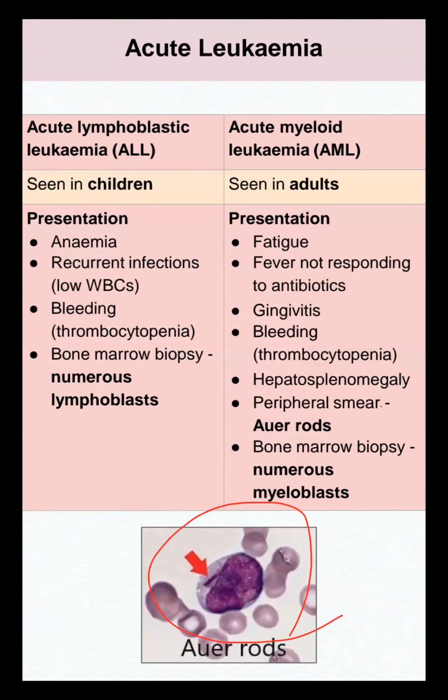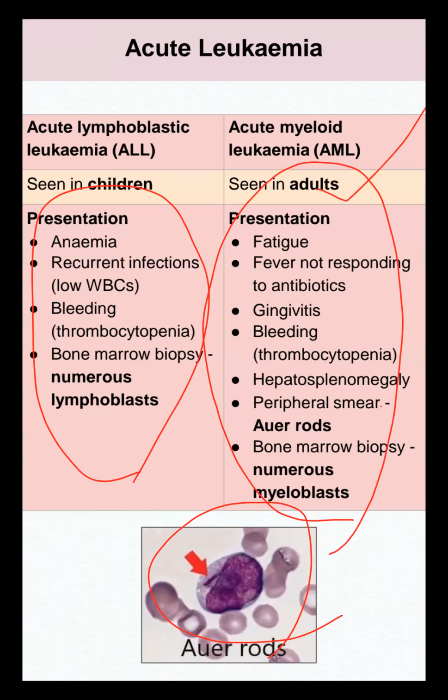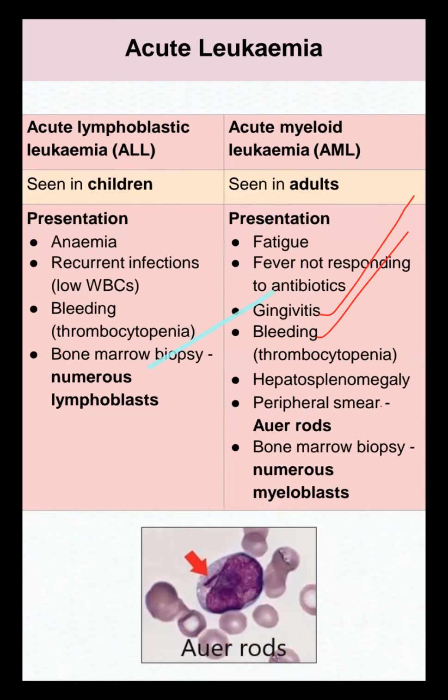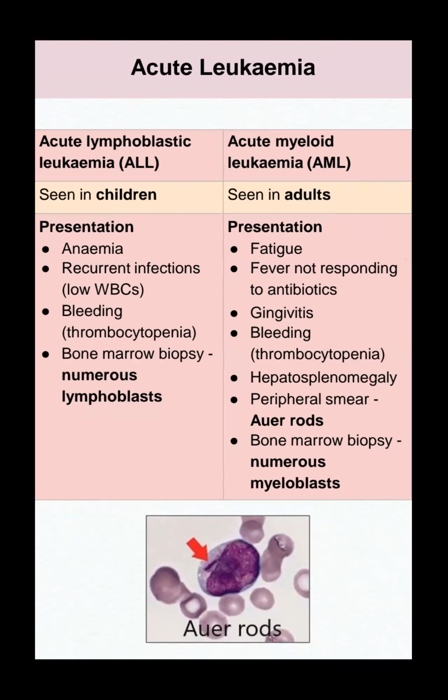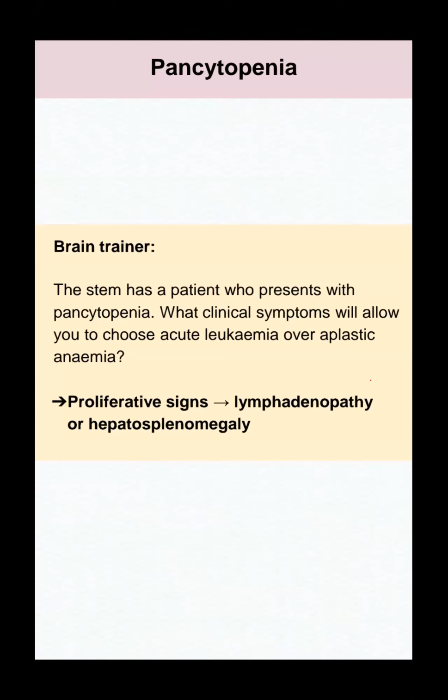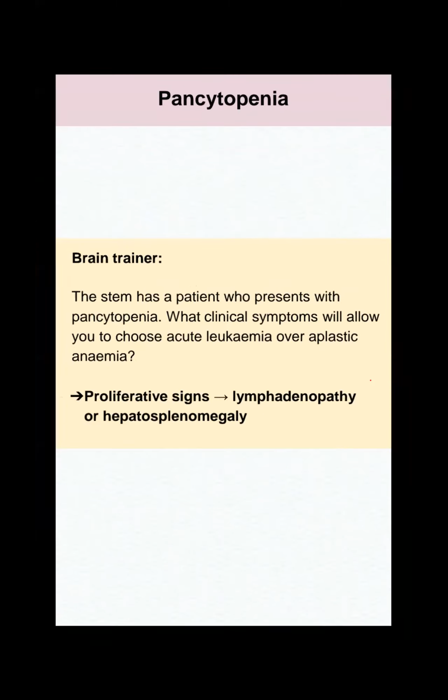Acute leukemia. In ALL: anemia, recurrent infection, bleeding, and bone marrow biopsy shows numerous lymphoblasts. In AML, in adults, there is fatigue, gingivitis, bleeding, and Auer rods present. So AML has Auer rods, and in ALL only numerous lymphoblasts. This is how we have to remember the question: ALL affects children and AML affects adults. Another brain teaser: a patient presents to hospital with pancytopenia with leukemia. So pancytopenia, leukemia, generalized lymphadenopathy, and hepatosplenomegaly we can find.